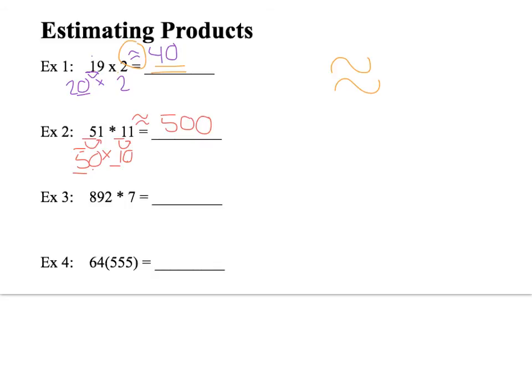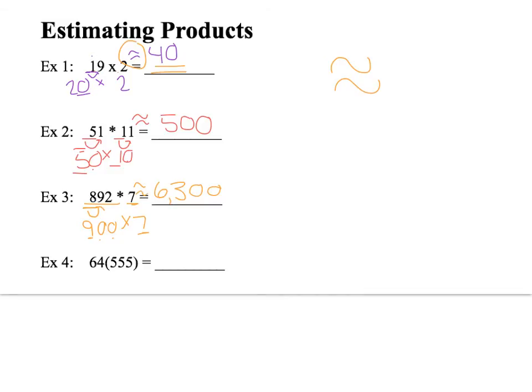Example 3, 892 times 7. Here we have a three-digit number. The largest place value is the 8 in the hundreds place, so we're going to round to the hundreds place. Look to the right, it is a 9. 5 and above we round up, so 892 will become 900. 7 is a one-digit number, and so we don't have to worry about rounding 7 because we already have one non-zero digit. So we're going to do 900 times 7. 9 times 7 is 63, followed by the 2 zeros. And so our estimate is 6,300.